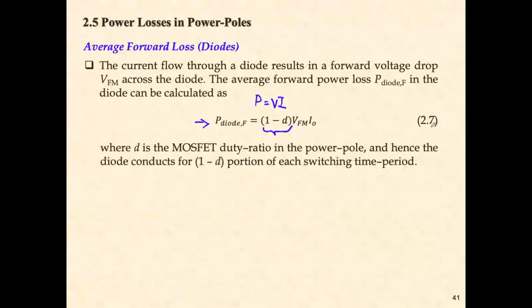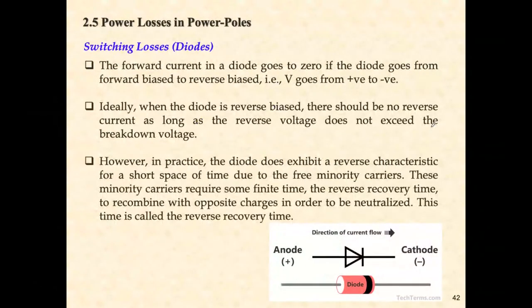Okay, so the last power losses in power poles, and that's for the diode. Here should be the ideal case, right? So the forward current from anode to cathode should go to 0 if the diode goes from forward bias to reverse bias, right?